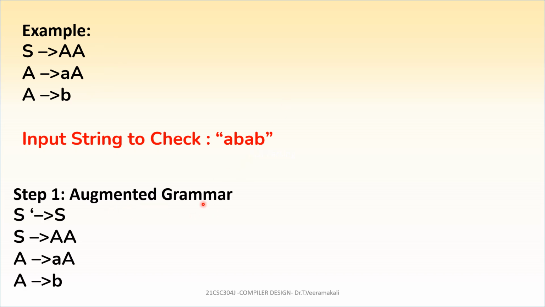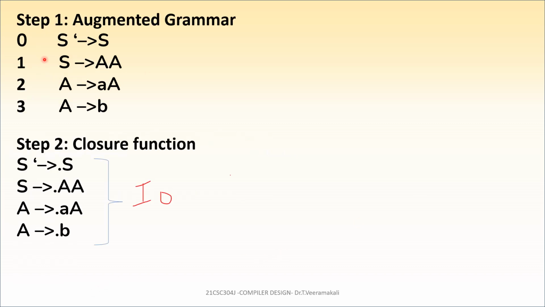Creating the augmented grammar is the first step in SLR parsing. It's very simple. We need to introduce a new start symbol, which is denoted as S dash. So S dash tends to S. The remaining rules will be taken from the given problem. So already we have three production rules. Additionally, we have to include one more production rule. So these four rules are called an augmented grammar. This is the augmented grammar we found in the first step.